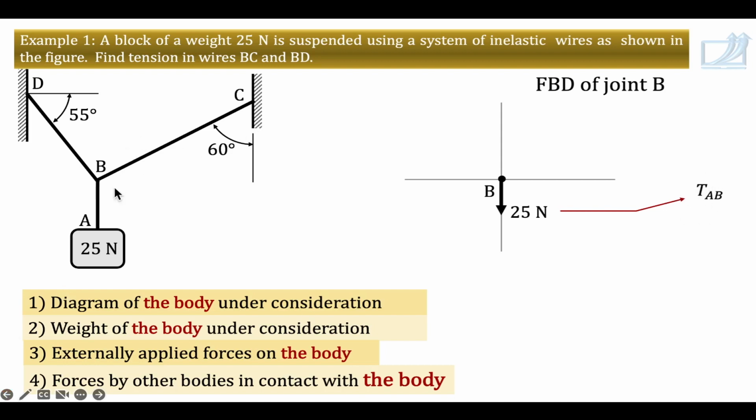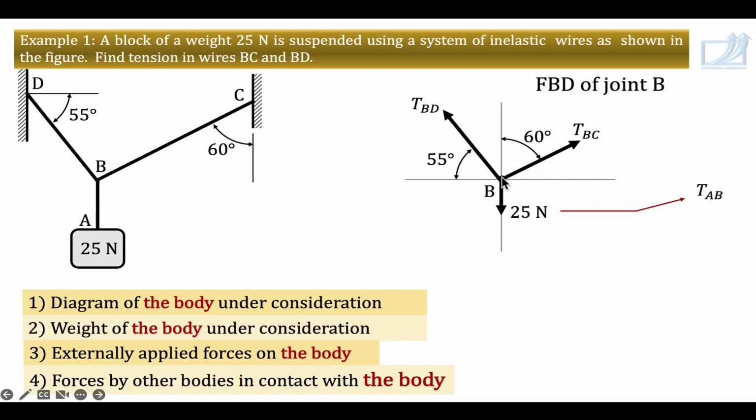Now let's show the force by wire BC. Along the wire means 60 degrees with the vertical. Since its magnitude is unknown, we should label it TBC. Similarly, the force by BD makes 55 degrees with the horizontal, and let's label it as TBD. So this is how we have completed the diagram. Forces by other bodies: there are three bodies meeting at point B, BC, BD and AB. So show forces by these three bodies. So the FBD is complete. These are the forces acting at point B.